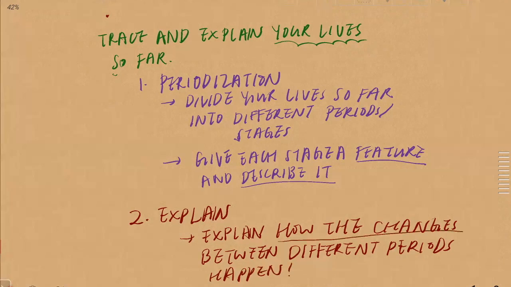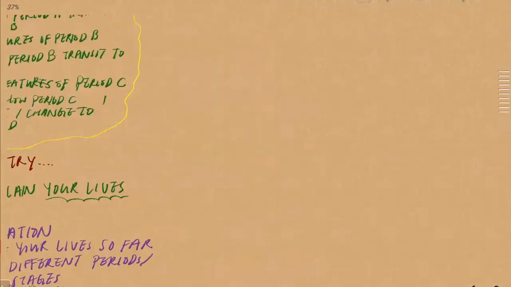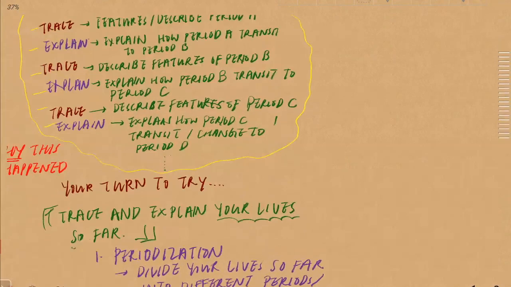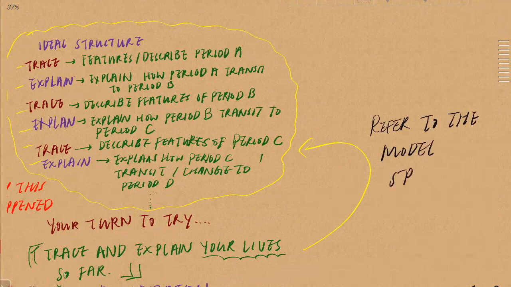So let's do a very short task. I don't expect you to divide your life into a lot of periods. I expect around 2 to 3. So you need to do 2 or 3 repetitions of the above structure of trace and explain. Of course, in addition to the trace and explain structure, I expect you to write a short introduction and some kind of conclusion as well, to make the essay a full and complete one.